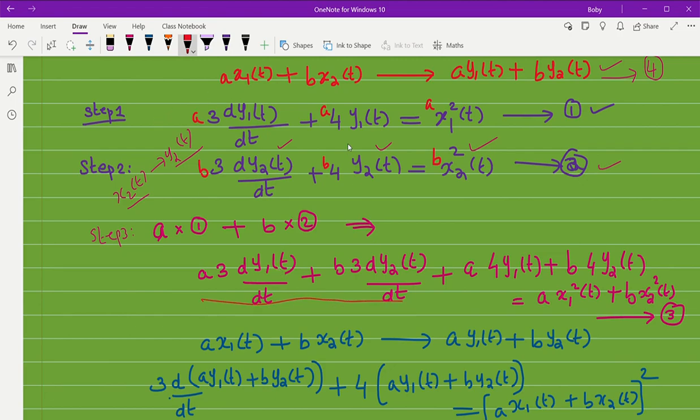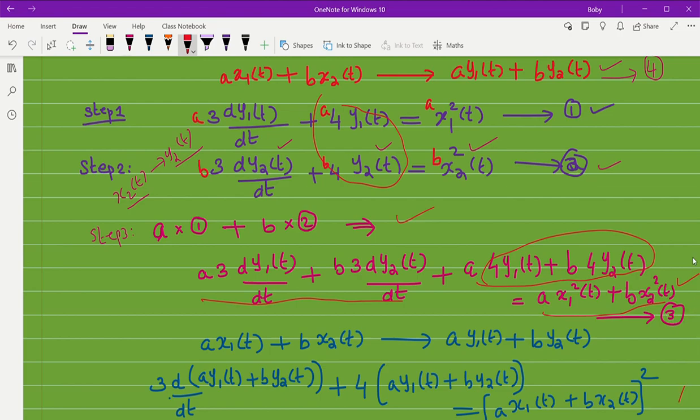Then we have to add these two terms: 4a y1(t) plus 4b y2(t). So we summed that, is equal to the right hand side terms: a x1 squared of t plus b x2 squared of t. That is what we have written here. So this is equation number 3. So we did a into 1 plus b into 2, and we are getting an equation that is termed as equation number 3.